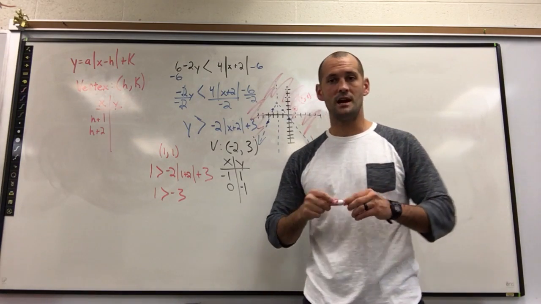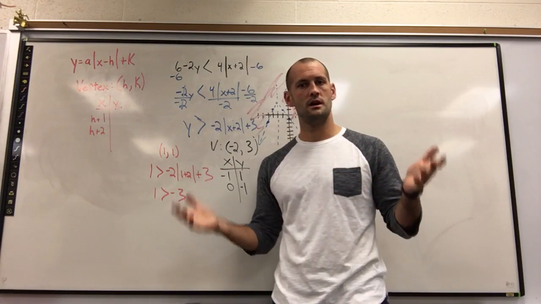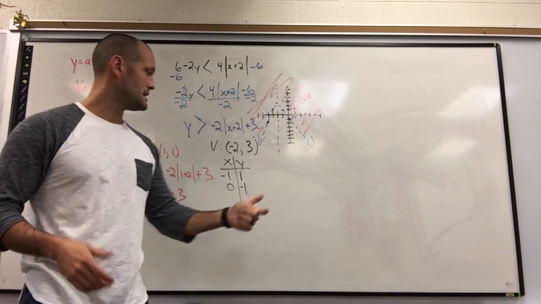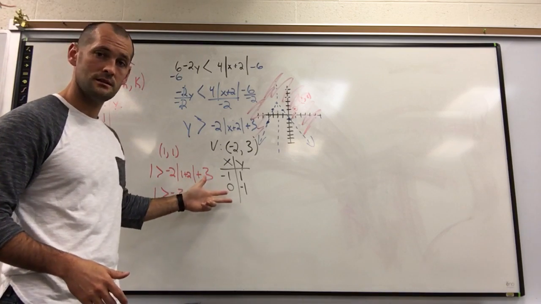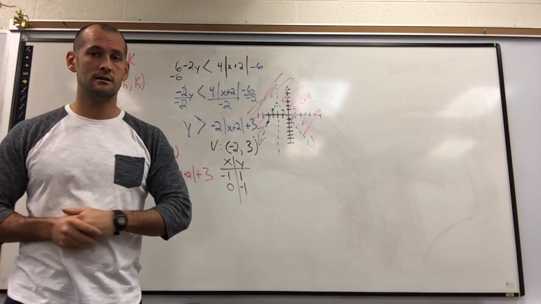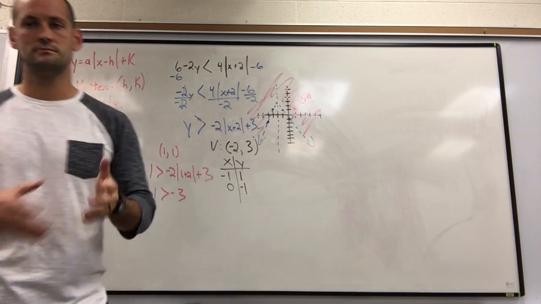That's graphing absolute values. Get it in vertex form. Marker fell, who cares? Get it in vertex form. Find the vertex. Get your table of points. Plot them. Mirror them to the other side. Dotted or solid. And then test a point. Hope it helps.